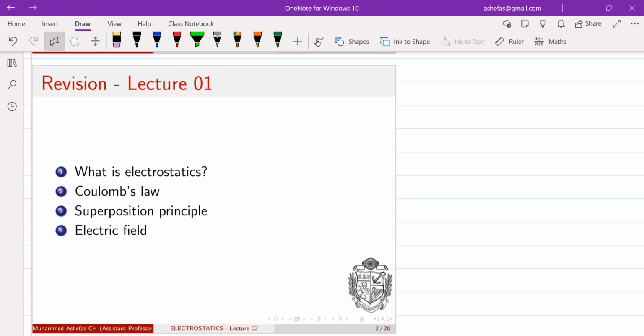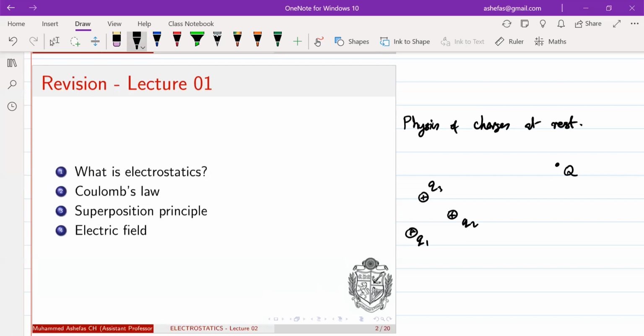Just recall, electrostatics is just the physics of charges at rest. So I'll repeat, it is the physics of charges at rest. The main aim of electrostatics is we will have some source charges, many source charges Q1, Q2, Q3, etc. And we have to find what would be the force exerted on the test charge capital Q. So this is the main aim of this particular branch.